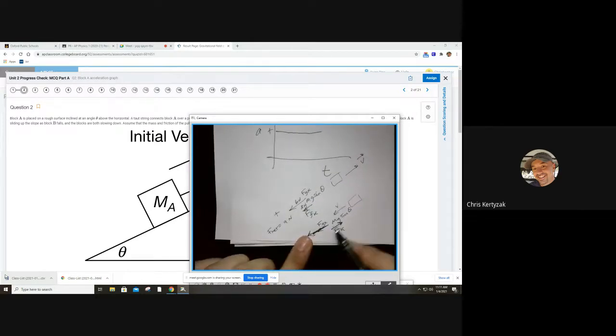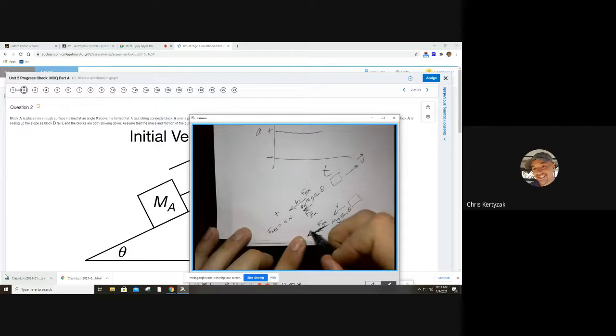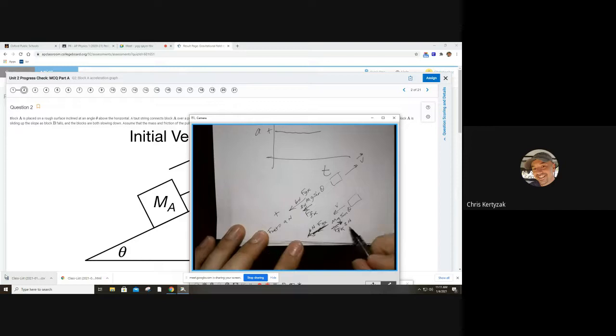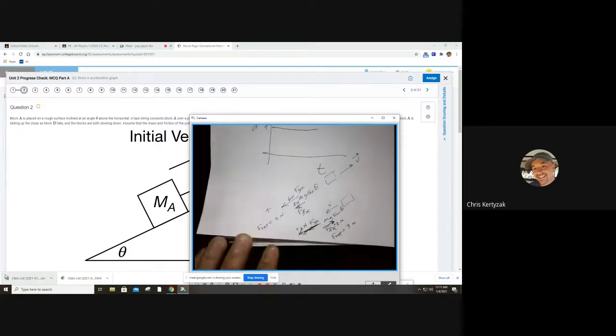But how about when it's coming down the ramp? FGX would still be 6 newtons if that were the case. I'm just using these numbers to illustrate an idea. And the frictional force would still be 3 newtons, but in the other direction. What would the net force be now? If this is a +6, this is now a -3, right? So now the net force would be only 3 newtons in the downward direction.